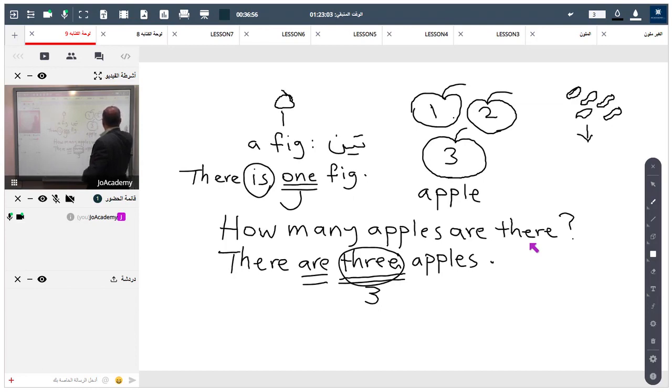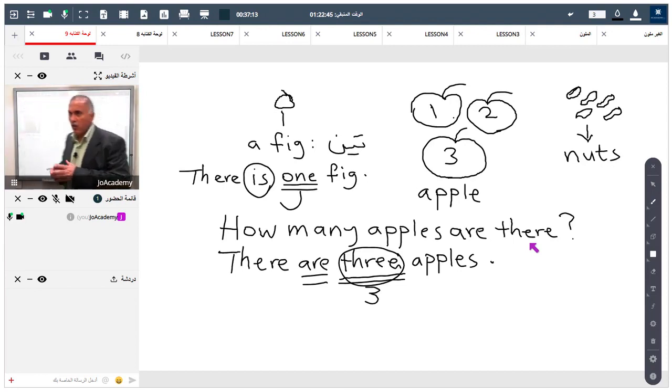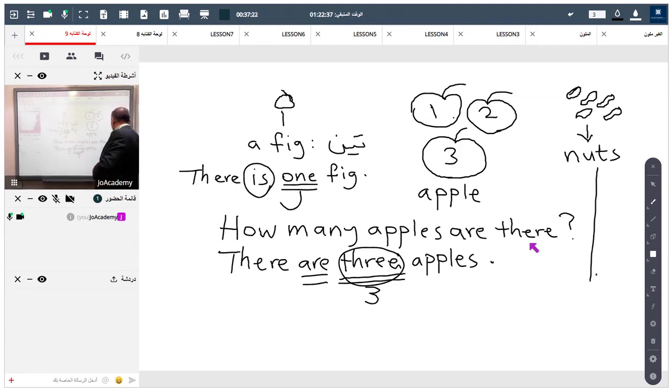These are called nuts. We can have or eat nuts when we want to watch TV, or when we are free, or after we do our homework. So how many nuts are there?